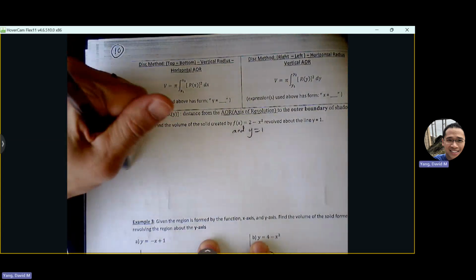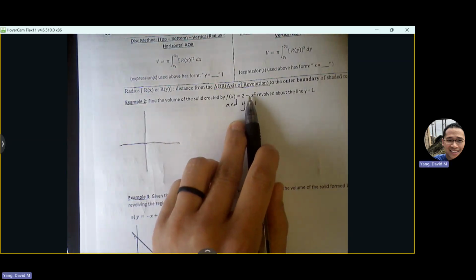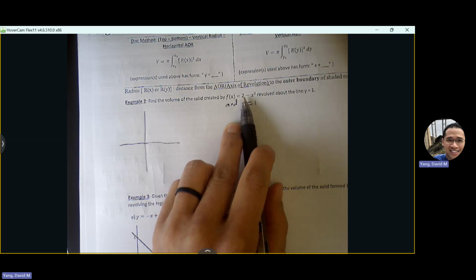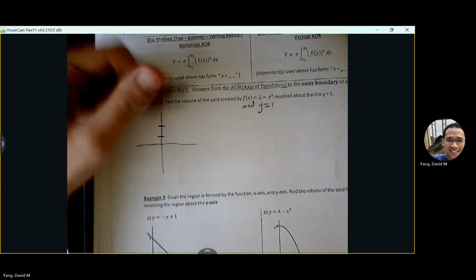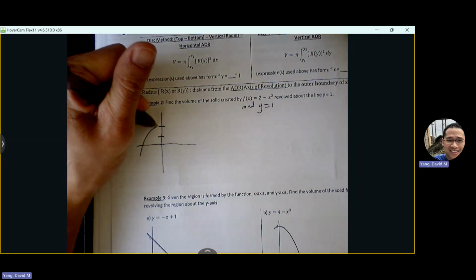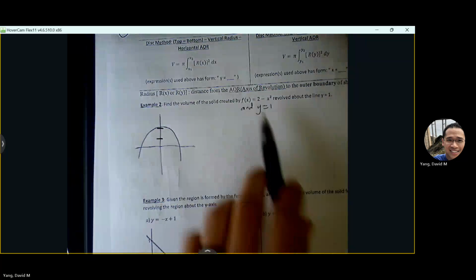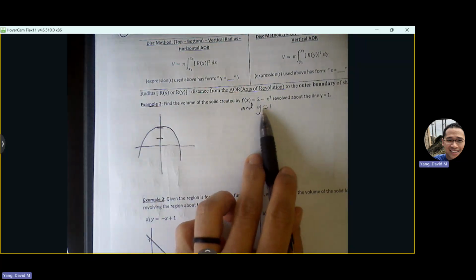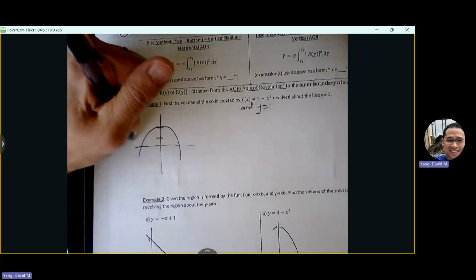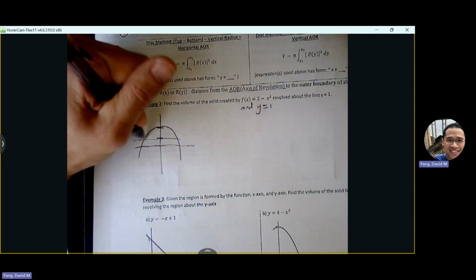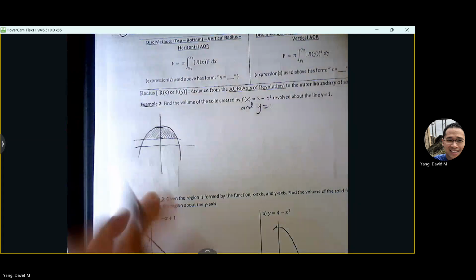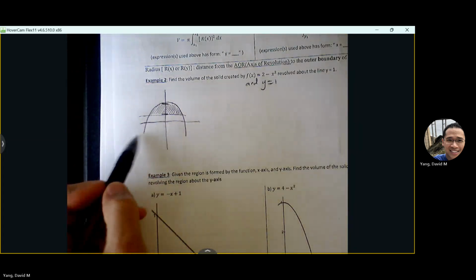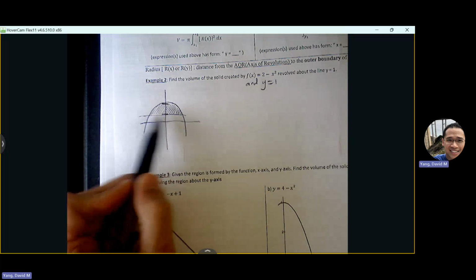All right, so this is what our graph looks like. 2 minus x squared is a parabola that opens down because it's a negative, and the 2 is indicating the y-intercept. So we have a parabola that opens down, and it's cut off by y equals 1. So y equals 1 is a horizontal line. So here's our shaded region. It kind of looks like a dome-shaped object here.